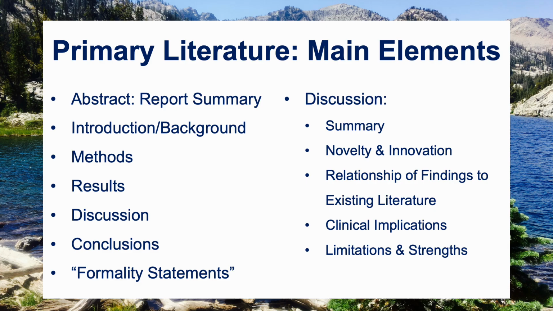Primary literature always follows the same kind of format and has the same elements. Any paper that you read that's primary literature, reporting on how a study was conducted and its findings, is going to follow this template. First, you're going to see the abstract, which is just a one-paragraph report or summary of the literature. Then you're going to have a section that addresses an introduction and background.